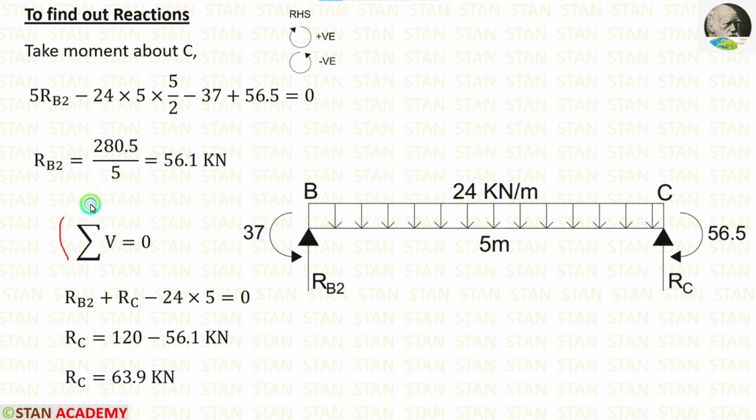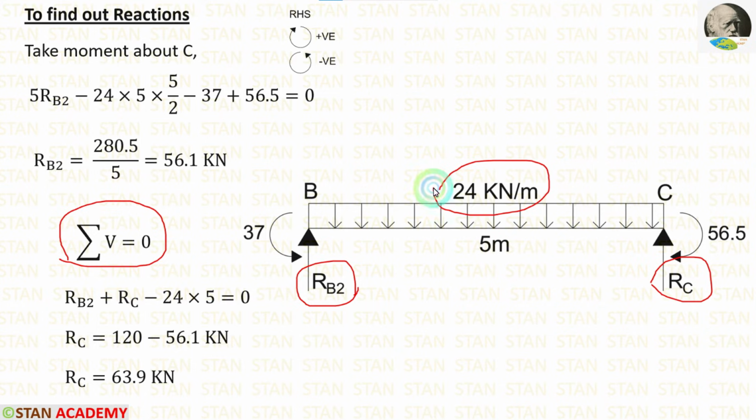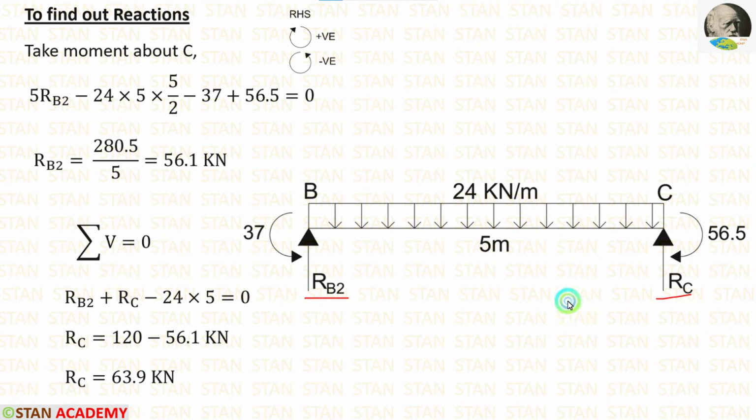Now let us apply the rule summation of vertical forces is equal to 0. In this span, there are three forces: RB2, RC, and the UDL 24 kN per meter. RB2 and RC are acting in the upward direction, so both of them will be positive. The UDL is acting downwards, so it will be negative. For the UDL, we have to multiply with the distance to get the total load. We have already calculated RB2. Let us apply the value. In this way, we are getting RC is equal to 63.9 kilonewton.